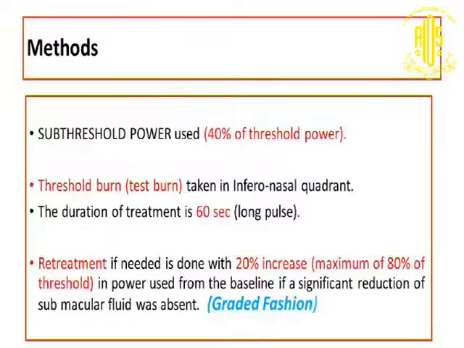We will come to the results after this. With this 40% of the threshold power, retreatment is done after 6 weeks. If the fluid is still persisting in these chronic cases, then we increase the power by 20% from the baseline and retreat the patient if necessary.